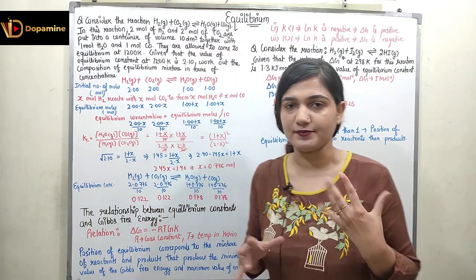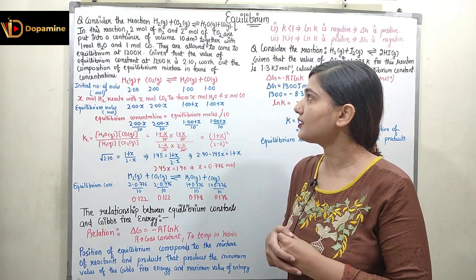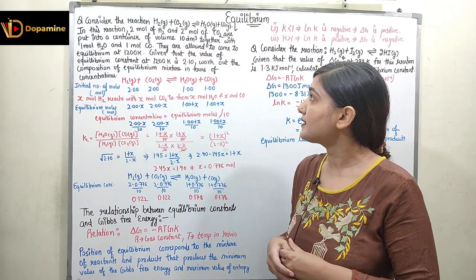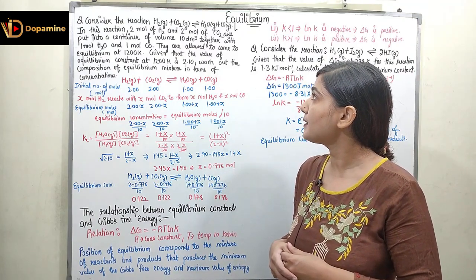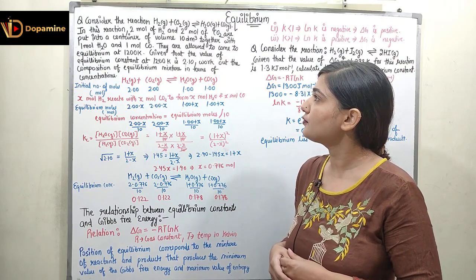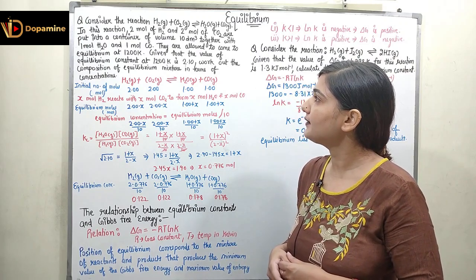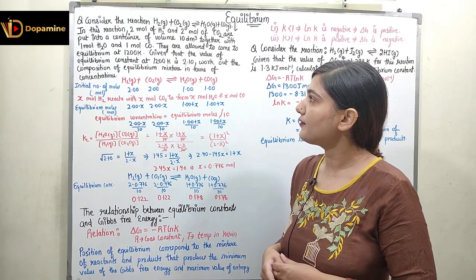The equilibrium concepts. So the first question that we are going to discuss is: consider the reaction H2 gas plus CO2 gas is in equilibrium with H2O gas plus CO gas. In this reaction, 2 mole of H2 and 2 mole of CO2 are put into a container of volume 10 decimeter cube together with 1 mole H2O and 1 mole CO.